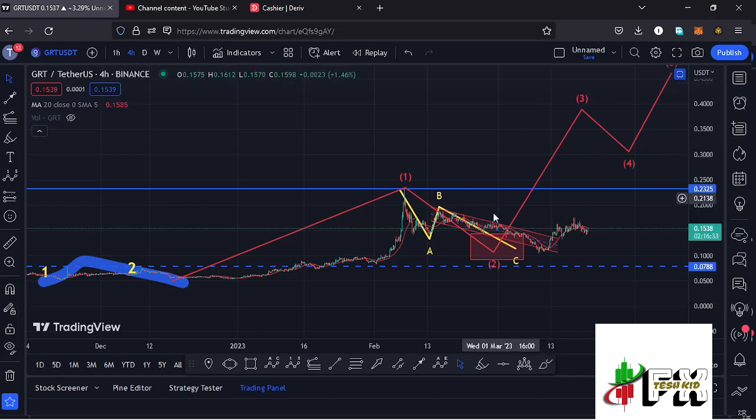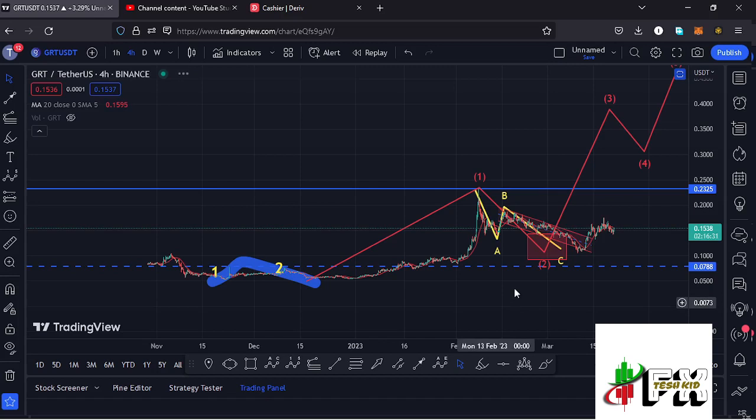And all this is playing out after we fully peaked in the formation of this larger Elliot wave count 1, which also played out after seeing this 1-2 setup to the upper side before we saw the peak for that first wave, giving us a high at around the $0.2325 mark.